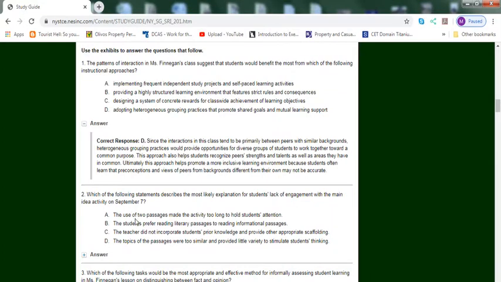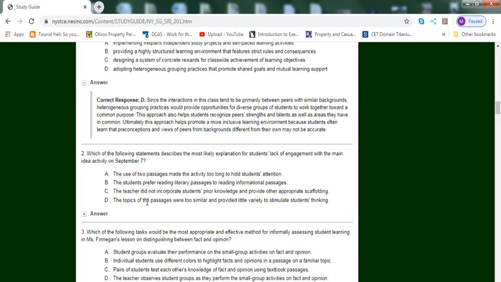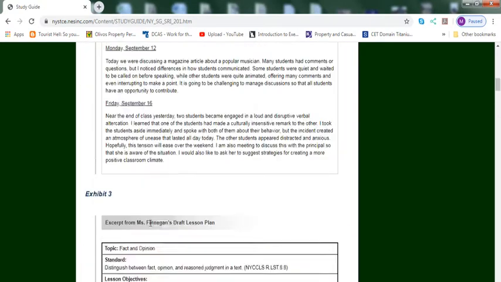Again, question number 2: which of the following statements describes the most likely explanation for students' lack of engagement with the main idea activity on September 7th? Now, this question is based on this.